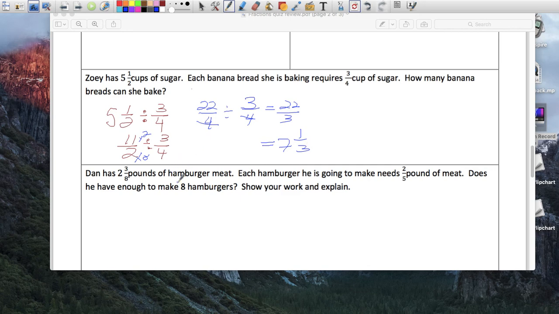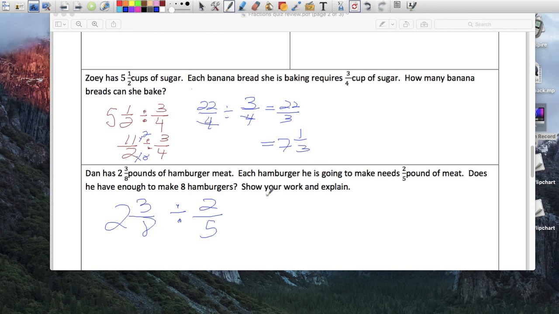Dan has 2 3/8 pounds of hamburger meat. I haven't had a hamburger in ages. Each hamburger needs 2/5 pounds of meat. Does he have enough to make 8 hamburgers? I have no idea. So let's see. This is what I have. The first number is what you have. I have this much, and I want to see how many 2/5 exist in 2 3/8. That will give me the number of burgers I can make, because each burger requires 2/5 of a pound.